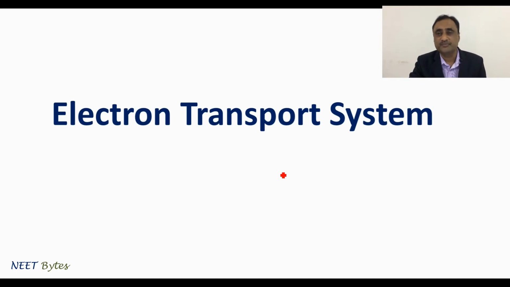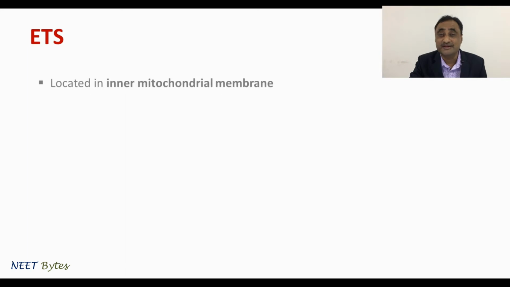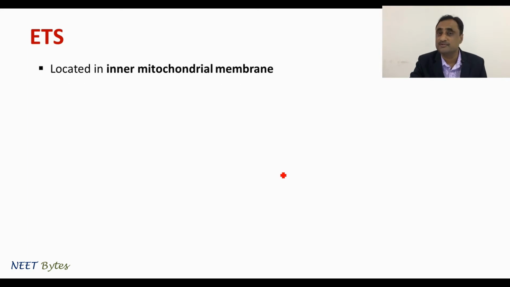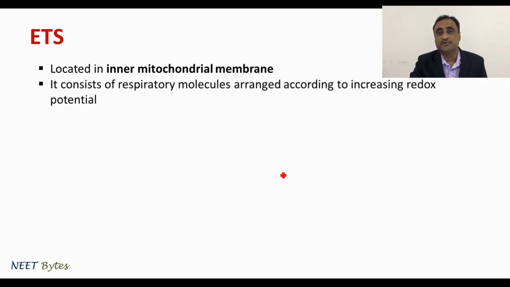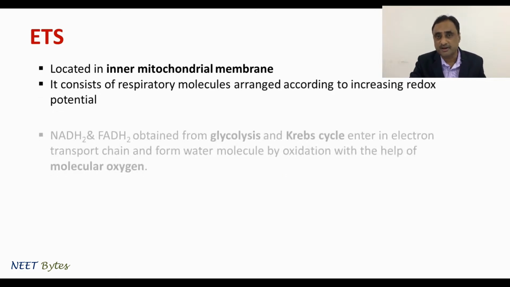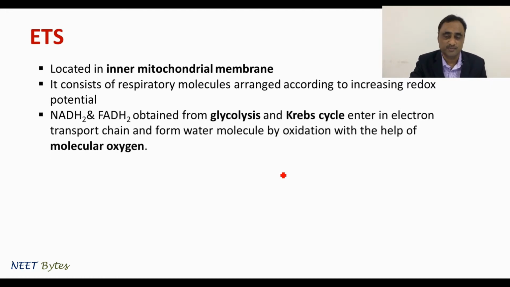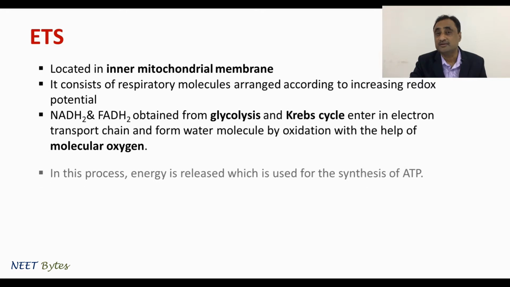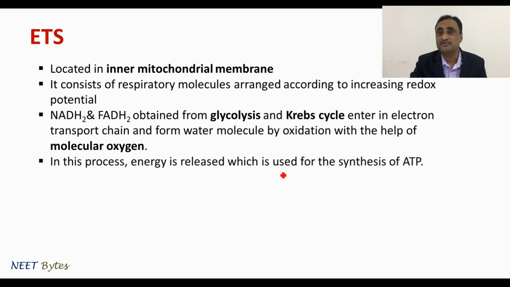So first of all, let's talk about where this ETS, or electron transport system, is present. It is present in the mitochondrial inner membrane. It consists of respiratory molecules which are arranged according to their increasing redox potentials, right? Whatever intermediate has been formed in glycolysis or the Krebs cycle in the form of NADH2 or FADH2 is utilized in the electron transport system, and eventually ATP is formed.